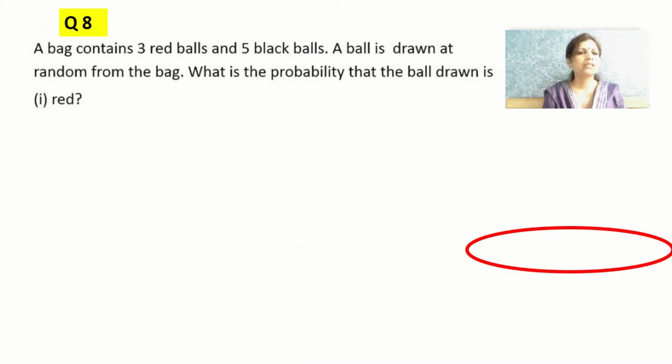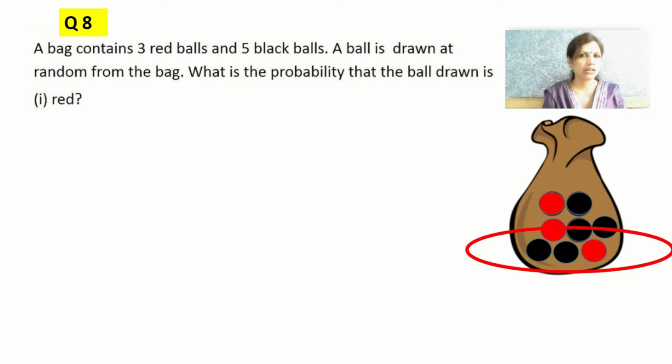The question is, a bag contains 3 red balls and 5 black balls. A ball is drawn at random from the bag. What is the probability that the ball drawn is a red ball? So what is given to you? You are given a bag wherein 3 red balls and 5 black balls are there.